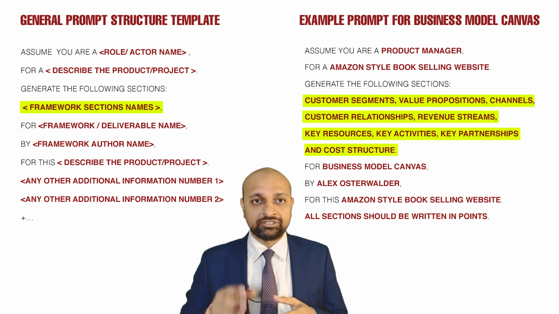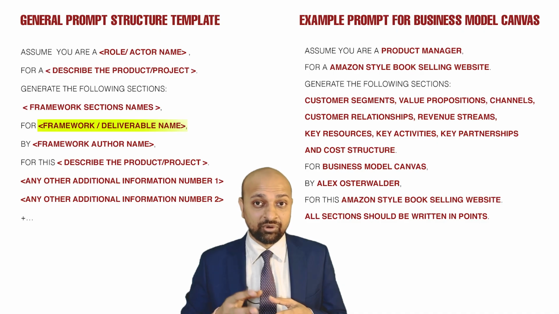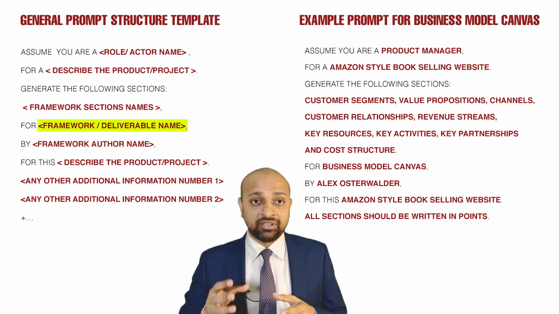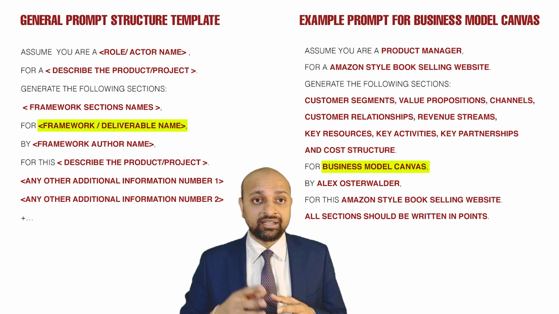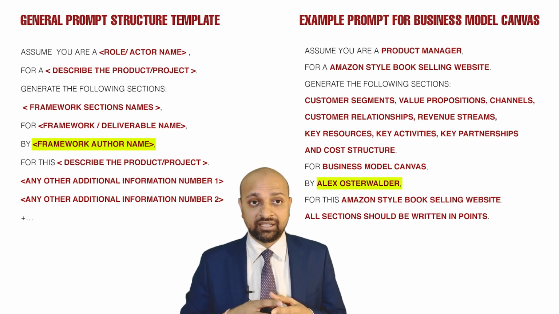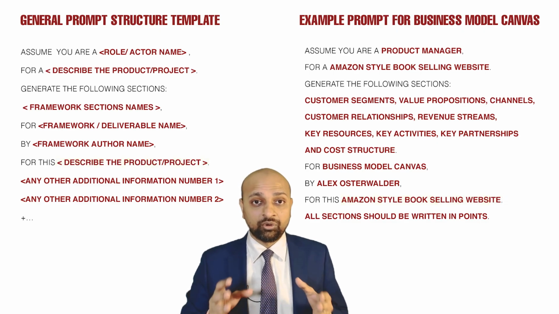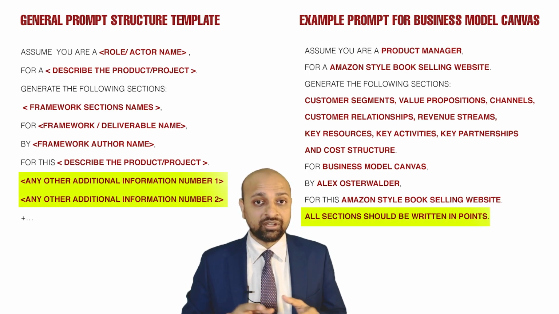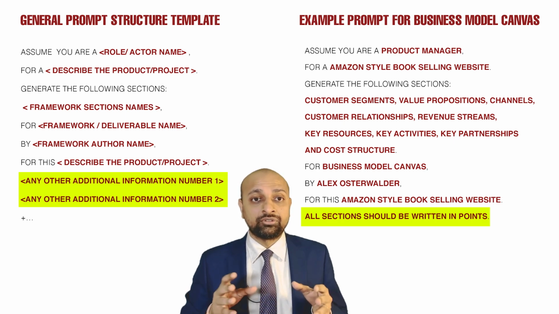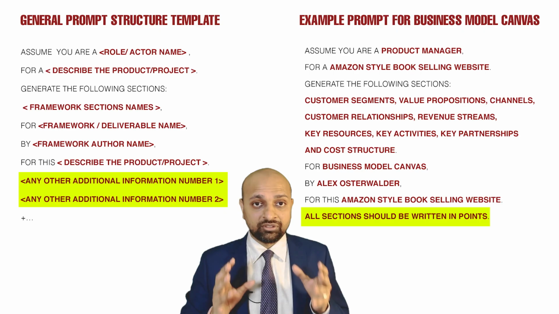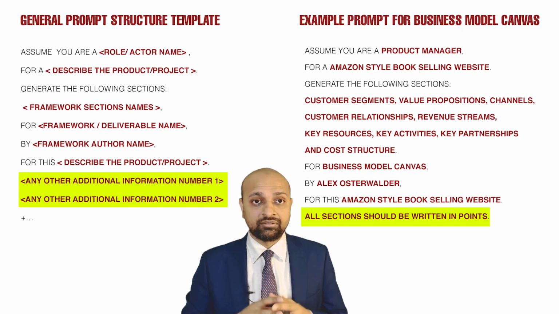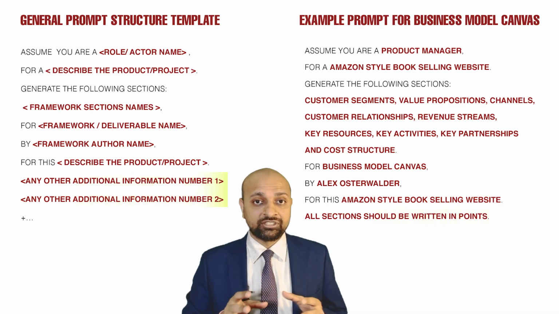Then I have written the name of the framework itself. In this example, the framework name is Business Model Canvas. In the next step, I have named the author of this framework, which is Osterwalder. Then I have captured a description of the product which we are building. This is the same as step number 2, exactly a copy of it. And in the last step, I have written an additional rule which I want ChatGPT to follow, which is that all the sections, for example the customer segment and value proposition, should be written in points. So I want ChatGPT to produce all these sections in point format.